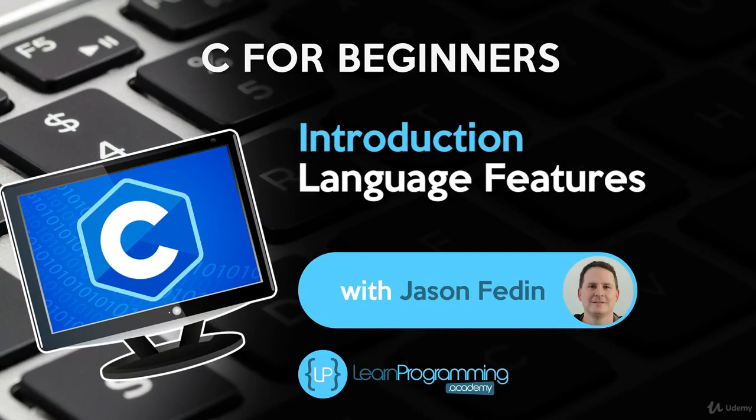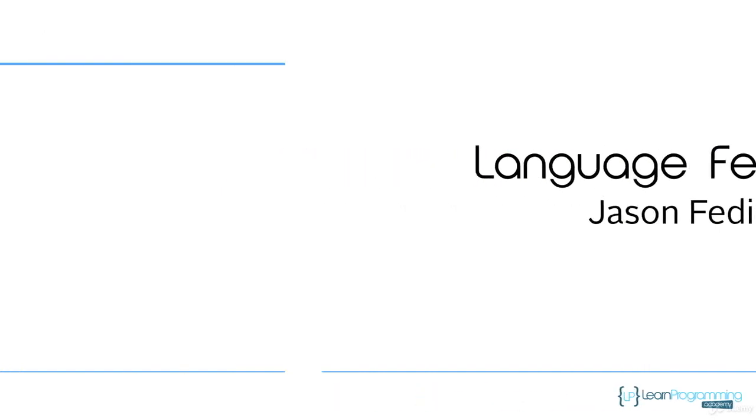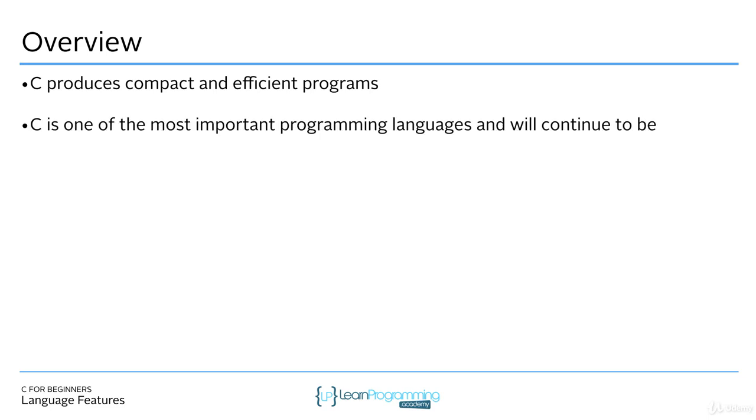Hello and welcome back. In this lecture, I want to discuss some of the specific features related to the C programming language. So we know all the advantages of C. I talked about that ad nauseum. We know that C produces compact and efficient programs. That is a language feature, though. That's important. It's one of the most important programming languages and will continue to be so. We know all this. So I just, again, want to reiterate it.